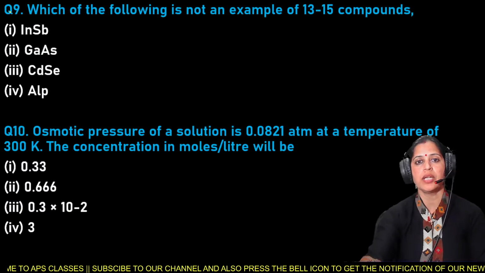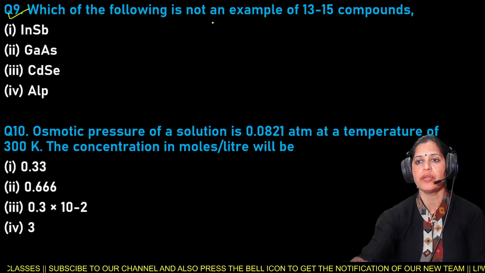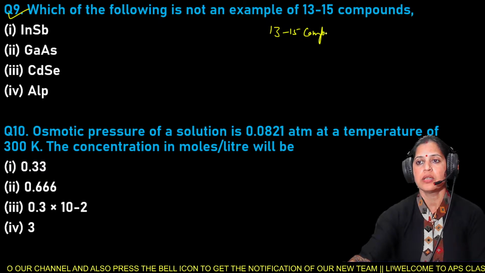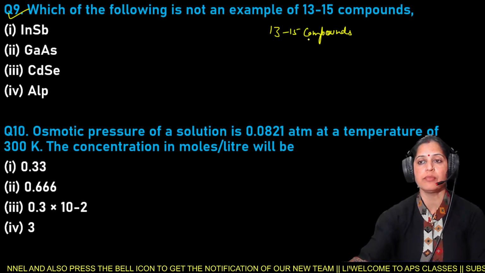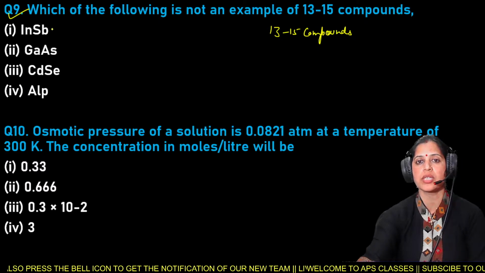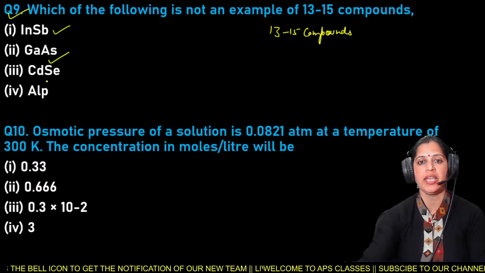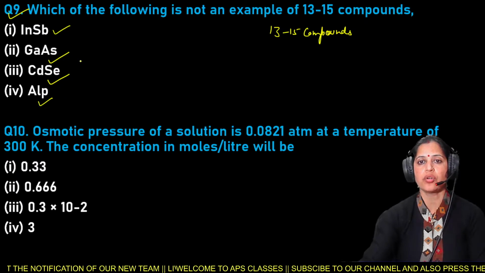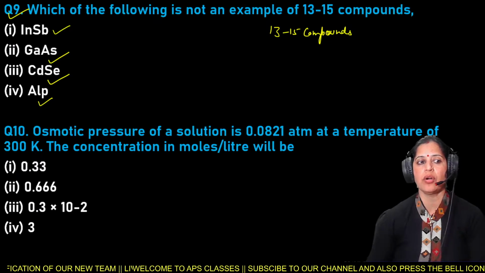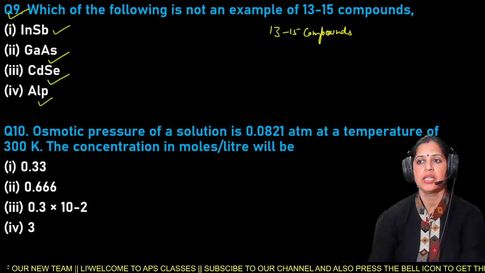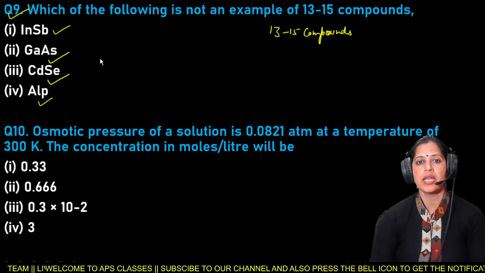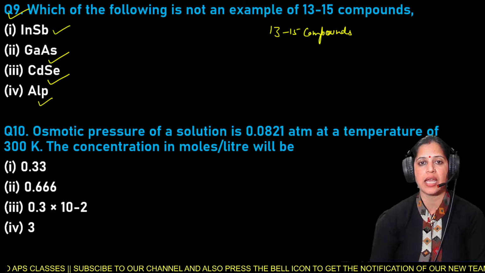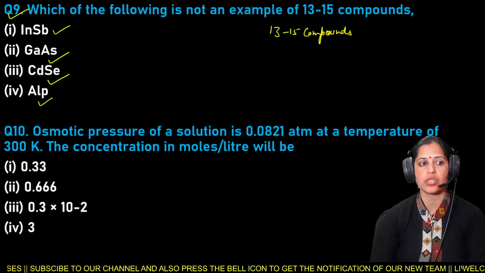Now shift to question number 9, and question number 9 is: which of the following is not an example of 13-15 compounds? Options are InSb, GaAs, CdSe, and AlP. So which of the following is not an example of 13-15 compounds? And it is your question number 9.